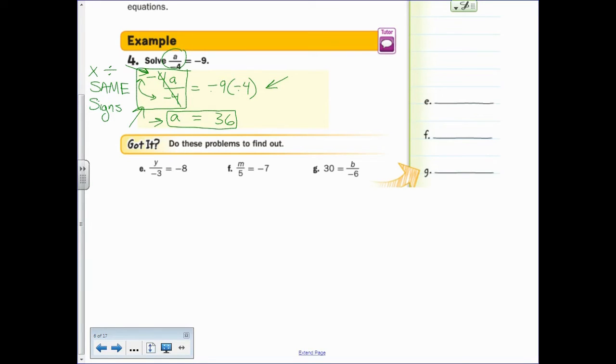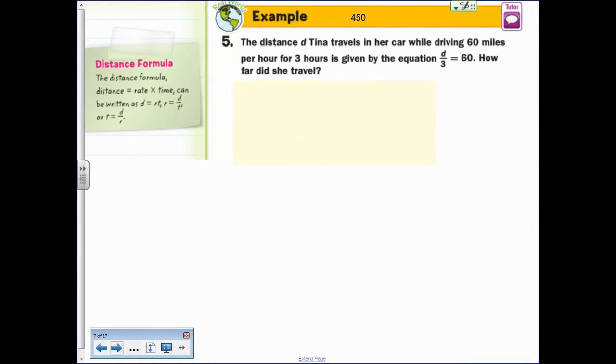All right, let's take a look finally at example number 5. The distance D Tina travels in her car while driving 60 miles per hour for 3 hours is given by the equation D divided by 3 equals 60. How far did she travel? I want to point out that this has distance. It asks how far did she travel? So that's again distance. I want to point out this 60 miles per hour.